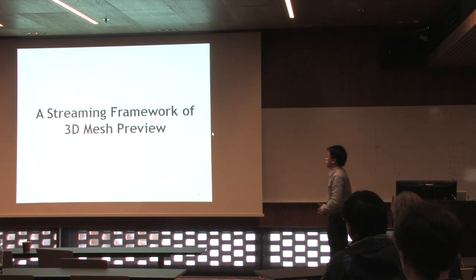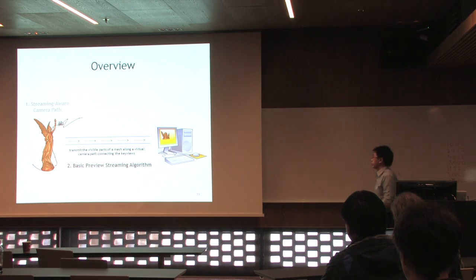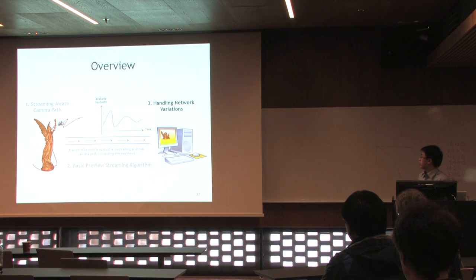Now I will introduce our framework of 3D mesh preview streaming, including three parts. First, given a 3D mesh and a set of key views, we compute a streaming-aware camera path offline. Second, the base preview streaming algorithm is presented, assuming the bandwidth is unlimited. Finally, we will consider how to handle the case when the bandwidth is limited and reduced.